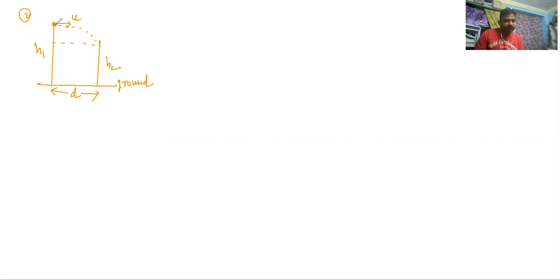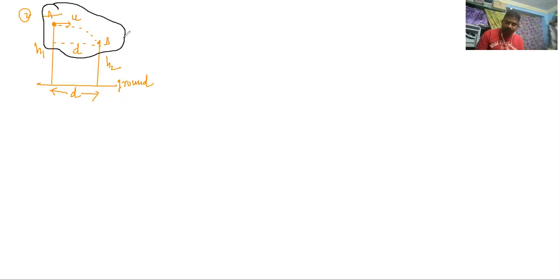Projectile motion is finished. It started from here and reached here. So this is point A and this is point B, that means from the top of one tower to the top of the other tower. This is d here, and this is the part which is a projectile. Only this is the part you can consider as a horizontal projectile motion.